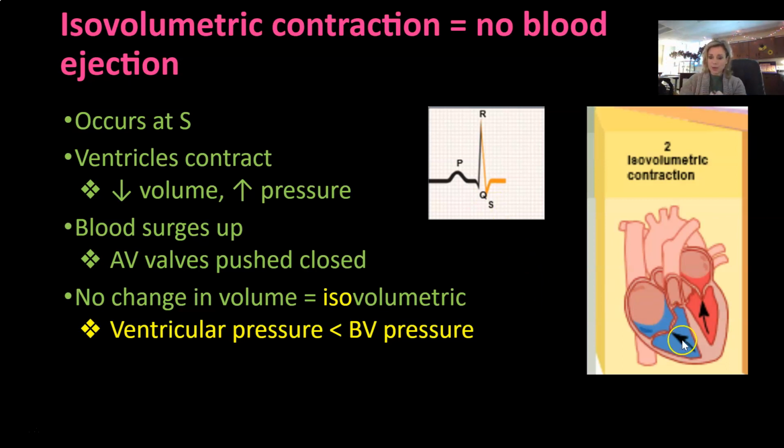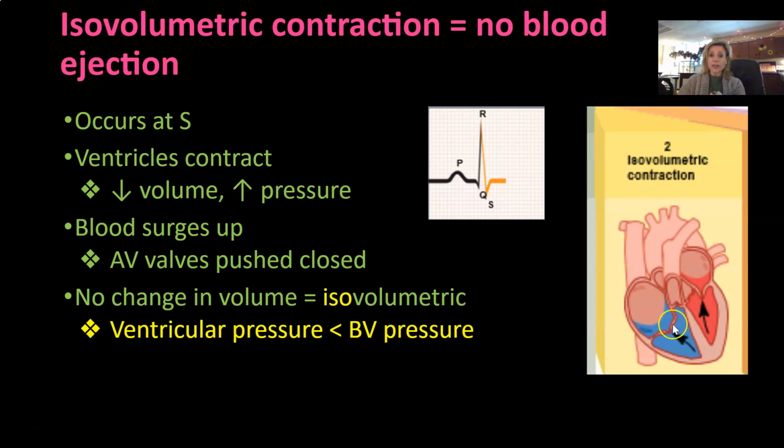And so the pressure is building in the ventricles, and it's going to be higher than in the atria, causing those AV valves to close, but not high enough to open up the semilunar valves in the pulmonary artery and in the aorta. So those valves are going to remain closed. And as I have here in yellow, the ventricular pressure is less than the pressure in the blood vessels. And by blood vessels, I'm referring to the pulmonary arteries and the aorta.